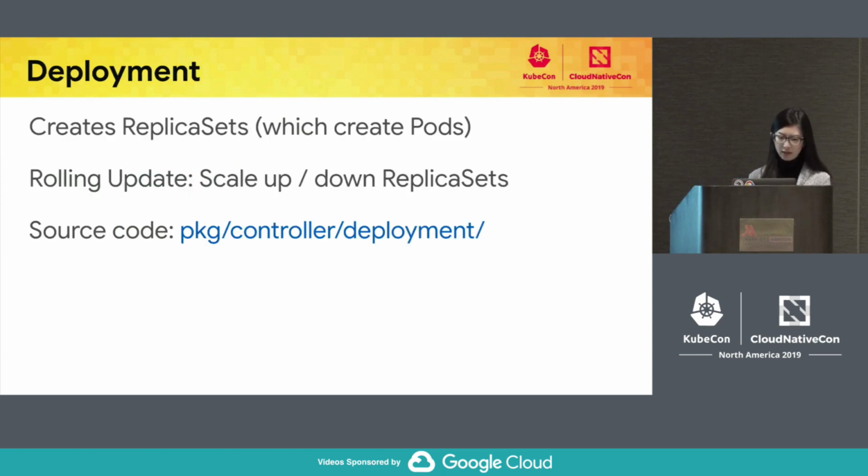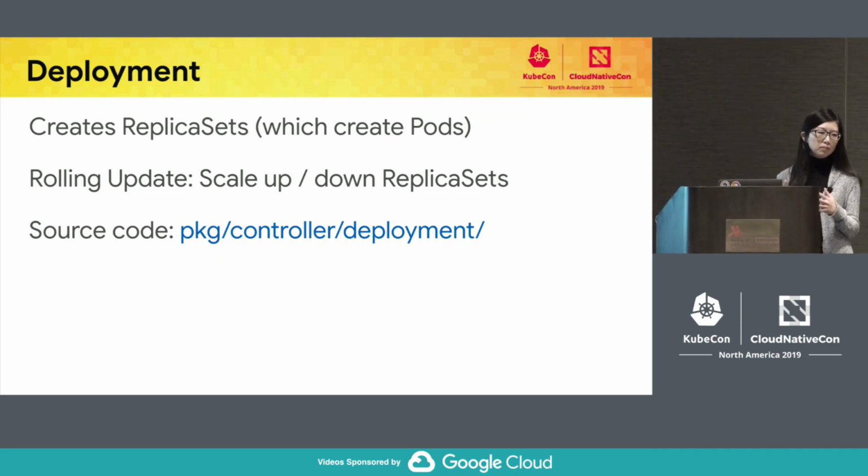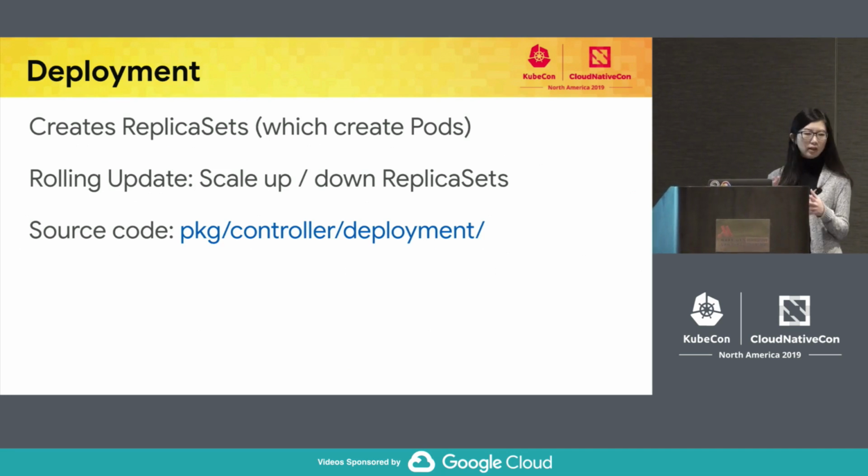So let's take the deployment controller as an example. To give you a quick recap on what deployment does: it creates replica sets, and replica sets then create pods. Deployment supports a feature called rolling update, so you can roll out updated containers by changing the spec of a deployment. What it does internally is scale up and scale down replica sets. Let's take a look at the source code of that.